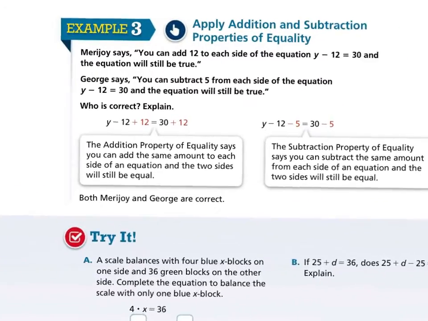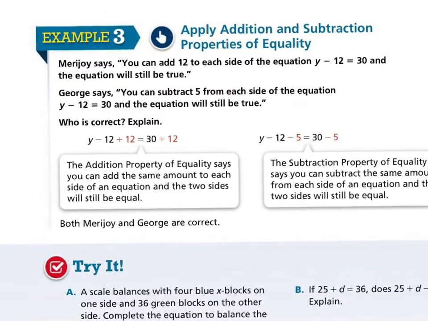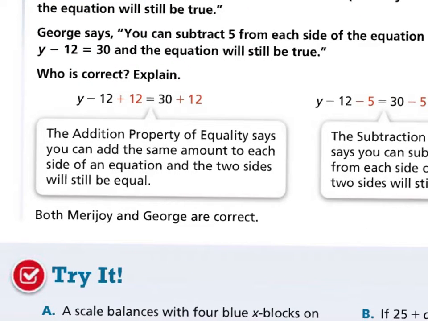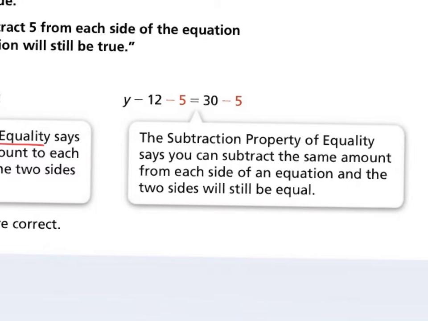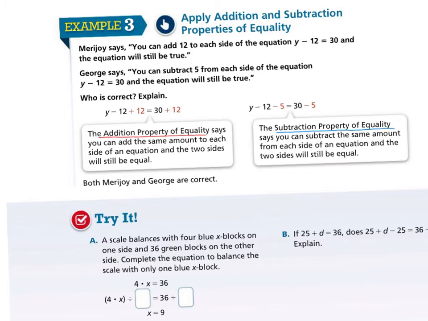Example 3, Marijoy says you can add 12 to each side of the equation y minus 12 equals 30, and the equation will still be true. George says you can subtract 5 from each side of the equation, and the equation will still be true. Who is correct, and explain? Well, the first one, if we add 12 on both sides, that's using the addition property of equality. The second one, if we subtract 5 on both sides, that's called the subtraction property of equality. So they're actually, both of them are correct.